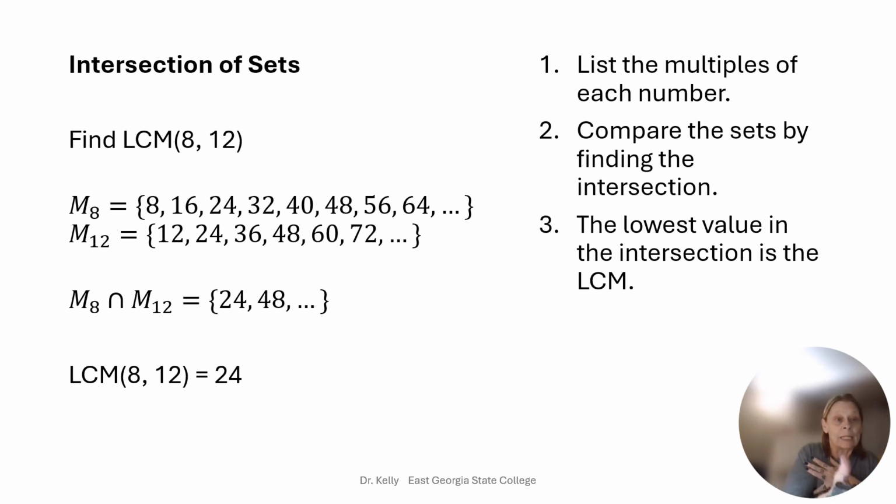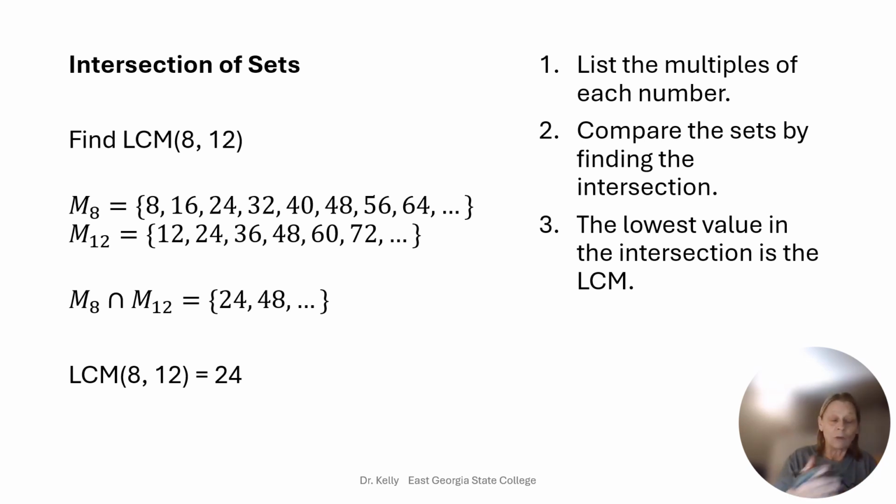Here I've got an example: find the LCM of 8 and 12. I have listed out the multiples of 8. Of course, this is an infinite list. The divisors are not an infinite list, but multiples are. So I have not listed out every possible one. I could have made these lists longer, but I didn't want them to go multiple lines.